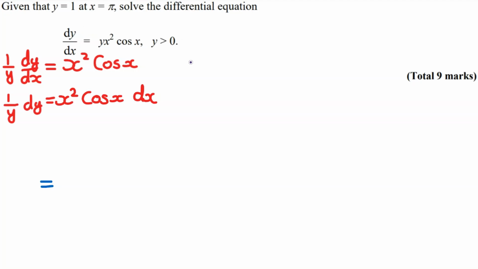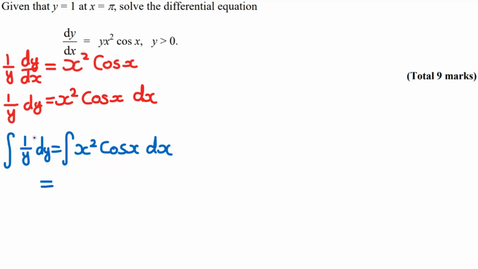And then we need to do the second step, which is integrating both of these sides. So if we first consider this side here, 1 over y dy, this is the example that we talked about before as well. This is the natural log of y. You don't need to worry about putting the modulus signs here for this question because it tells you that y is bigger than 0, so you don't need to worry about y being a negative value.